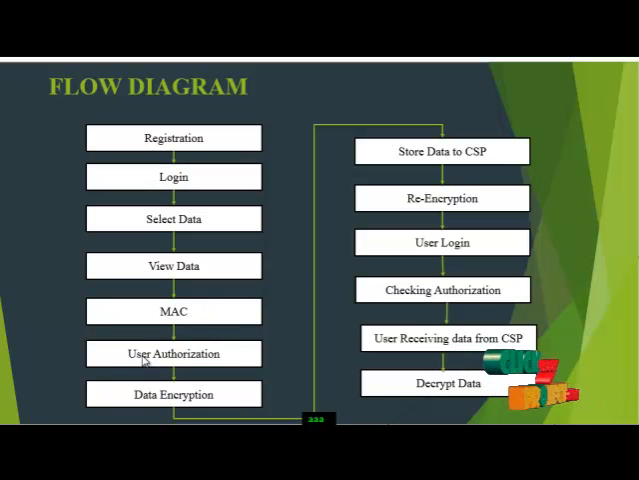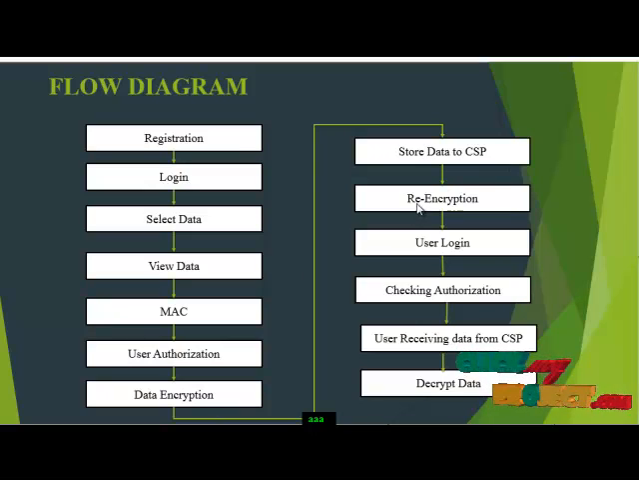And the next process is user authorization. User authorization is nothing but a process. Here we can authorize, selecting the appropriate user for transferring data. And the next process is data encryption. The data is encrypted by the data owner with the help of the DES algorithm. DES is nothing but the Data Encryption Standard. And the next process is store data to CSP. CSP is nothing but a cloud service provider. The encrypted data is stored to the cloud service provider.